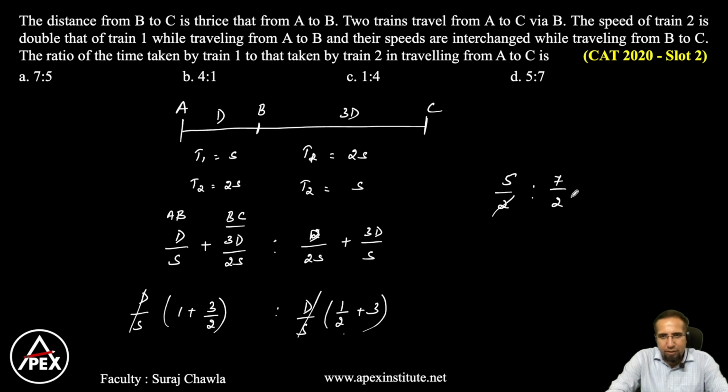Clear? So 2 and 2 get cancelled. So therefore, my final ratio is 5:7, and therefore option D becomes our required answer. So again, not a difficult question, a simple question to look at, and all we need in the examination is to try to identify these kinds of questions and convert them. Right? Let's move to the next question, please.